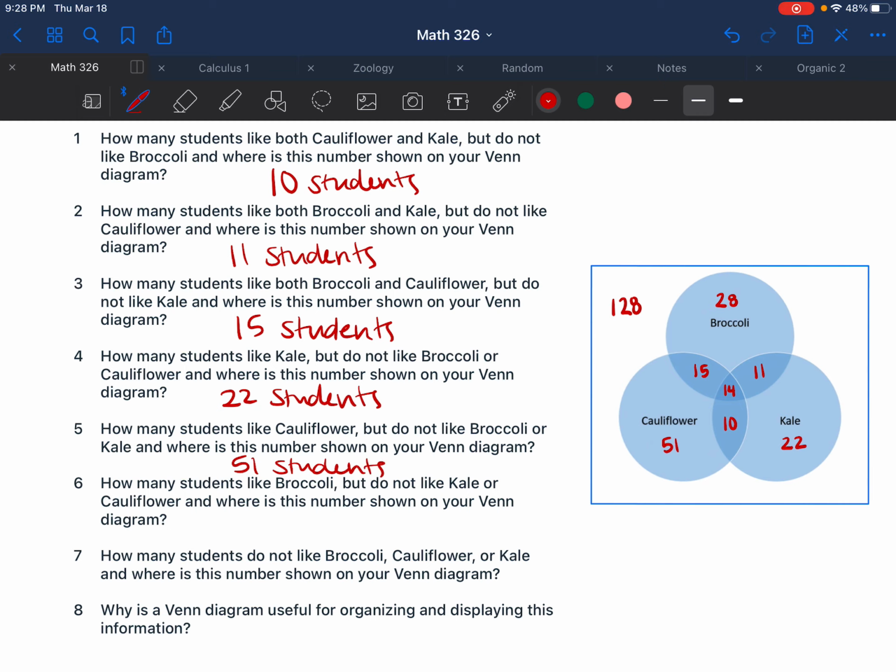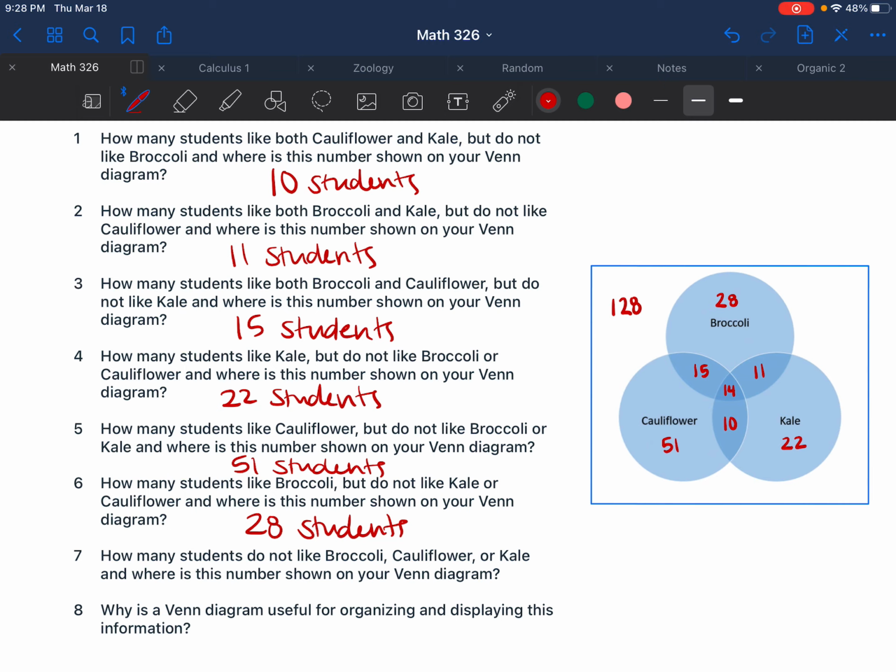How many students like broccoli but do not like kale or cauliflower? So same deal, except with broccoli. Everybody in this circle likes broccoli, but everybody in this section likes something other than broccoli as well. And we only want the people that like broccoli only. So we want the people in that section, which is 28 people. 28 students.